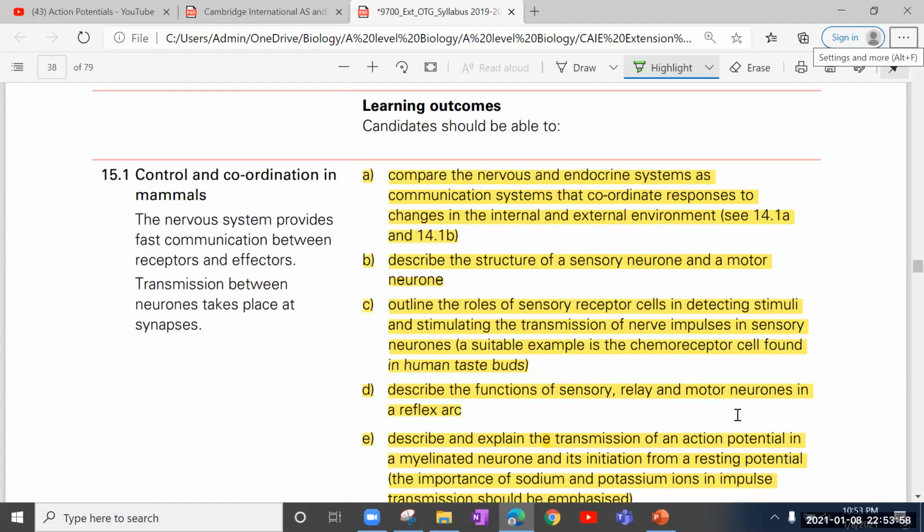Today we are going to start chapter number 15, which is control and coordination. The learning objectives for today are: compare the nervous and endocrine system as communication systems and coordinate responses to changes in the internal and external environment.